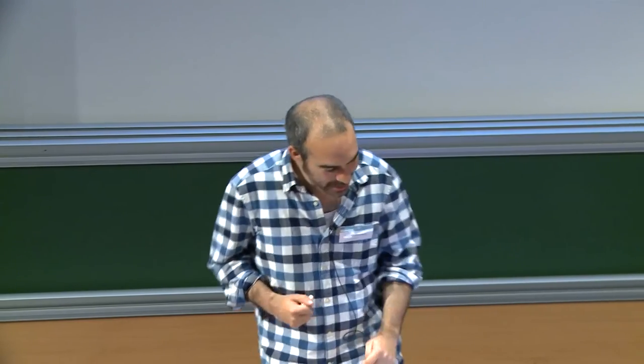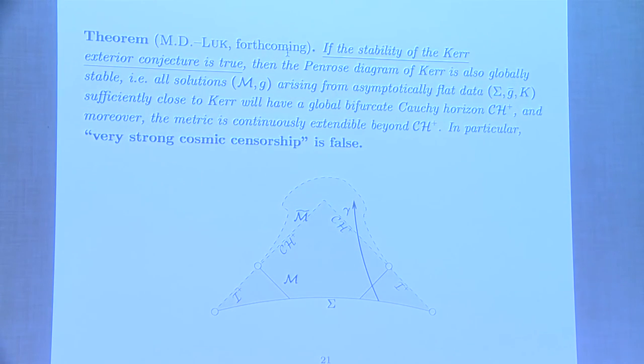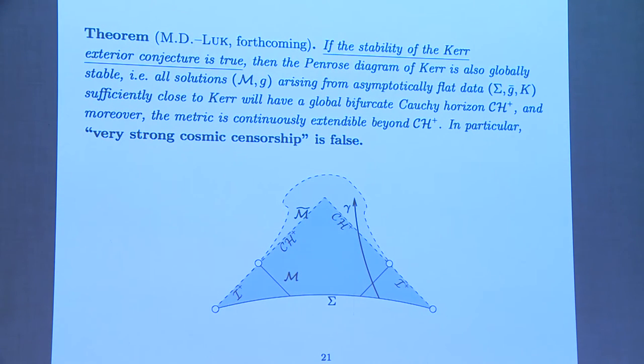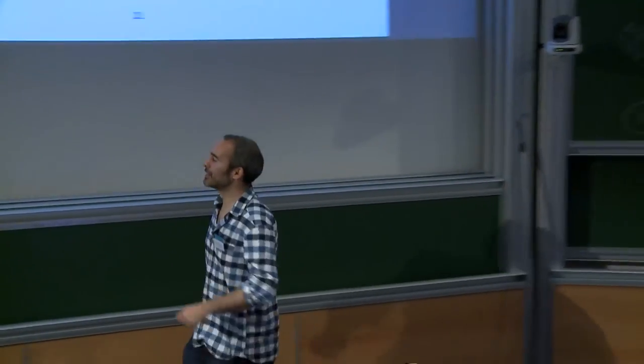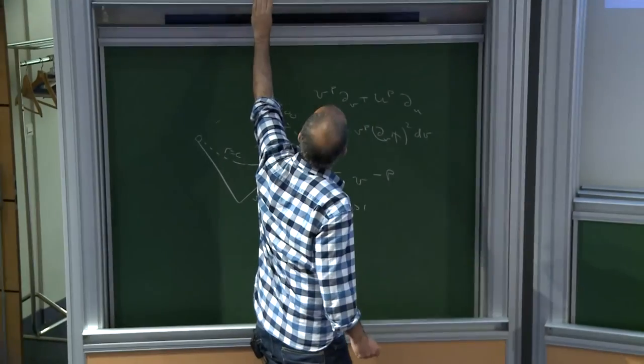So then the theorem, which is forthcoming, and hopefully very soon it will be out, which is joint with Jonathan Luk, says the following. If indeed the Kerr solution is stable in its exterior, then the Penrose diagram of Kerr is globally stable. And moreover, the solution is extendable beyond as a continuous metric, just like Kerr is. So in particular, if the exterior region of Kerr is stable, then very strong cosmic censorship is false. So let me just say very briefly something about this proof. Maybe I'll say it here because it goes better with what's written here.